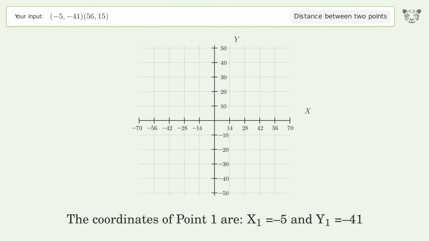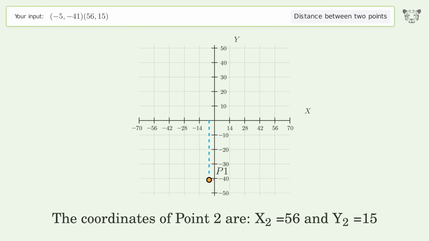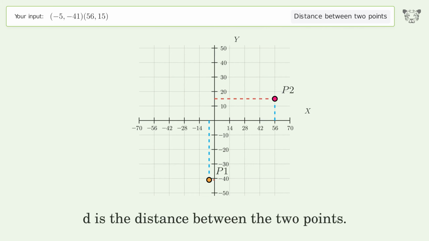The coordinates of point 1 are, x1 equals -5 and y1 equals -41. The coordinates of point 2 are, x2 equals 56 and y2 equals 15. D is the distance between the 2 points.